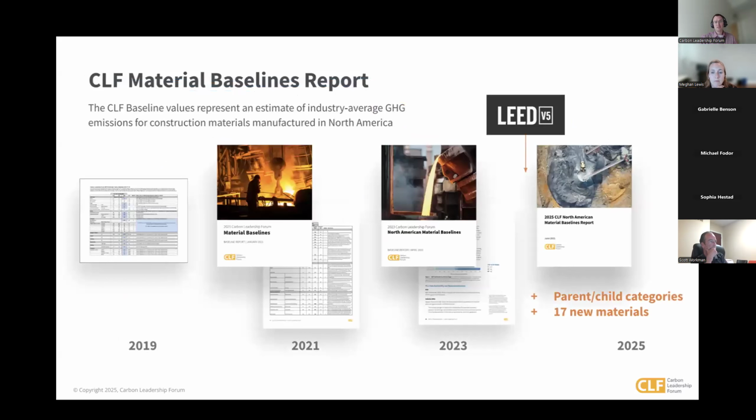The 2025 material baselines is our 4th baseline publication, as I mentioned. The more recent reports provide baseline values that represent an estimate of industry average greenhouse gas emissions for construction materials manufactured in North America, as well as a snapshot of available data and a methodology for establishing those values. These reports are used in many different ways, and as of LEED v5, are now prescribed as the default baseline value for the new Assess Embodied Carbon Prerequisite and Reduce Embodied Carbon Credit.